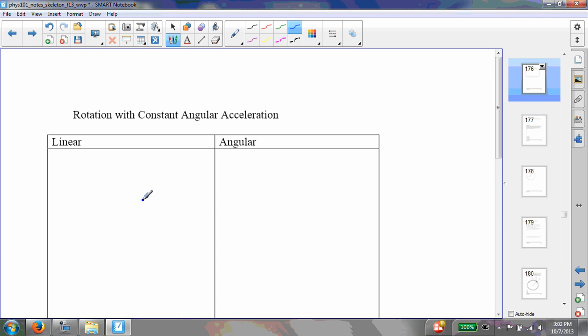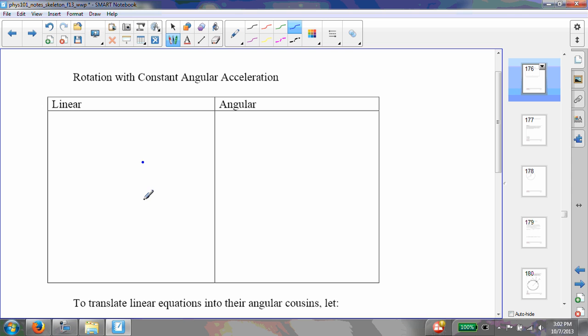Let's give you the equations. I'm not going to go through and derive the equations. We did that in chapter 2. If you want to go through and revisit those, that's fine. I'm just going to write them out here. Now, with our linear motion, we had these equations.